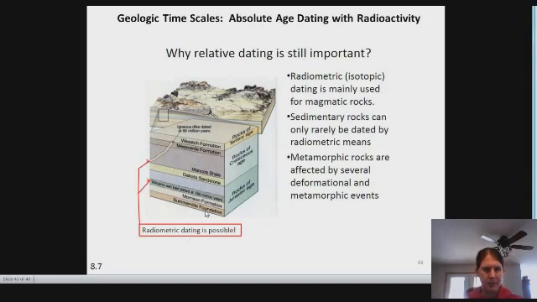So if we look here, we have a variety of rock units. We have volcanic ash that can be radiometrically dated, but then we have a sandstone, which is sedimentary, and shale, which is sedimentary. Neither of these can be radiometrically dated, but we can get an absolute date of this igneous dike.